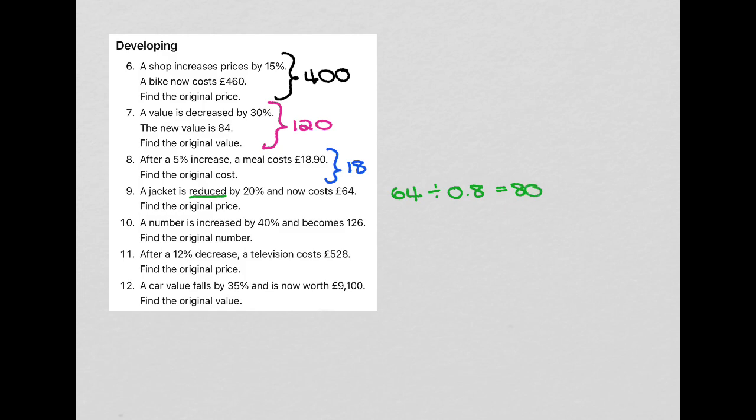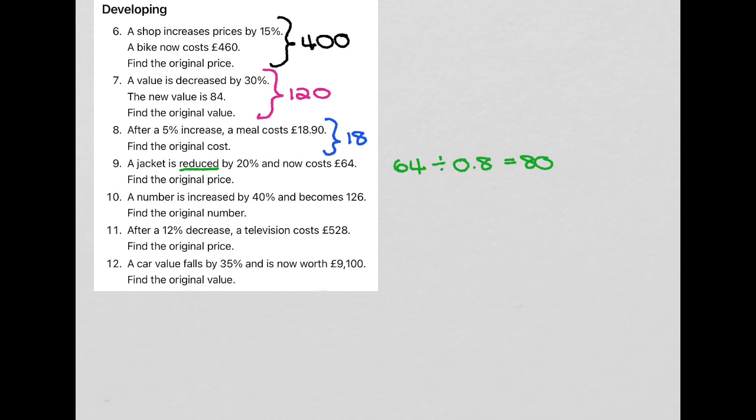Okay, so a jacket is reduced by 20%, now costs 64. What was the original price? £80.